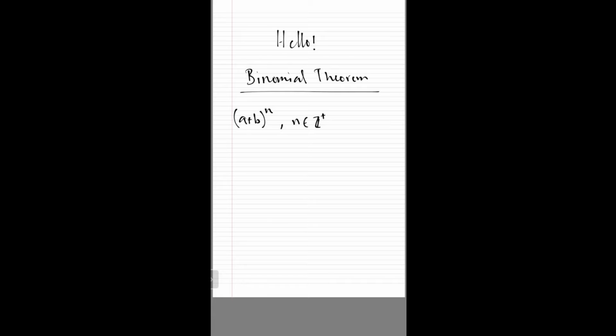So how are we going to expand it? As you have seen already, the expansion for a plus b whole square is a square plus 2ab plus b square. Or if you see a plus b whole cube, then we are having a cube plus 3a square b plus 3ab square plus b cube.